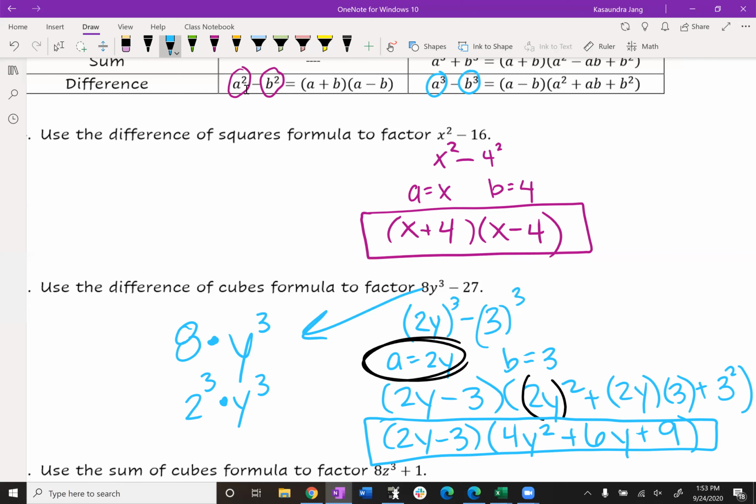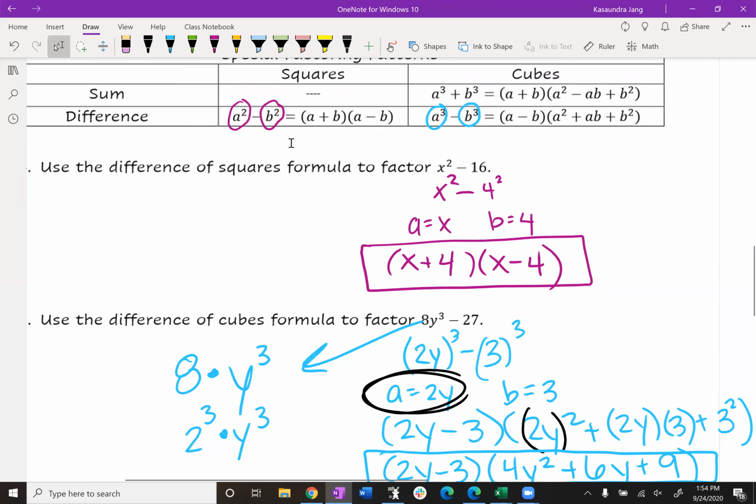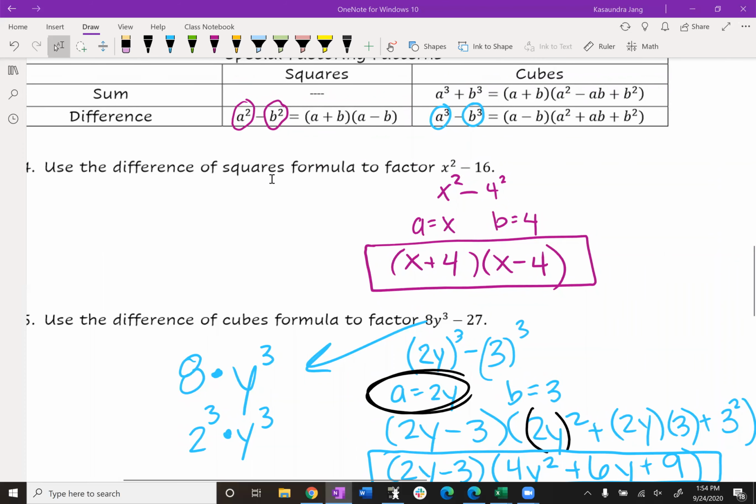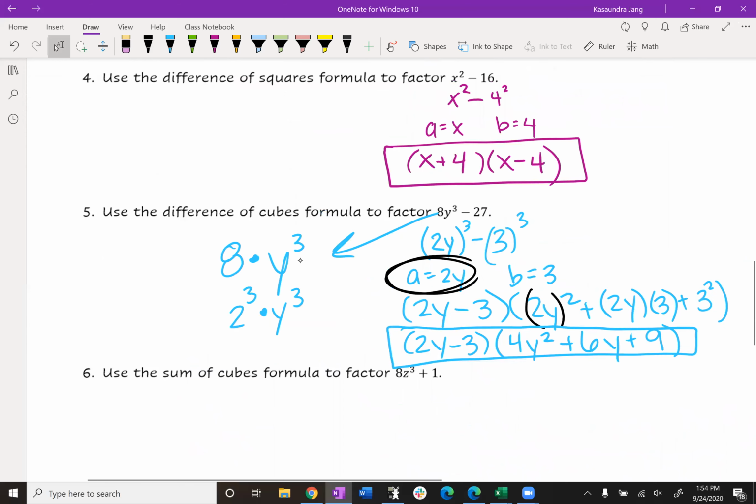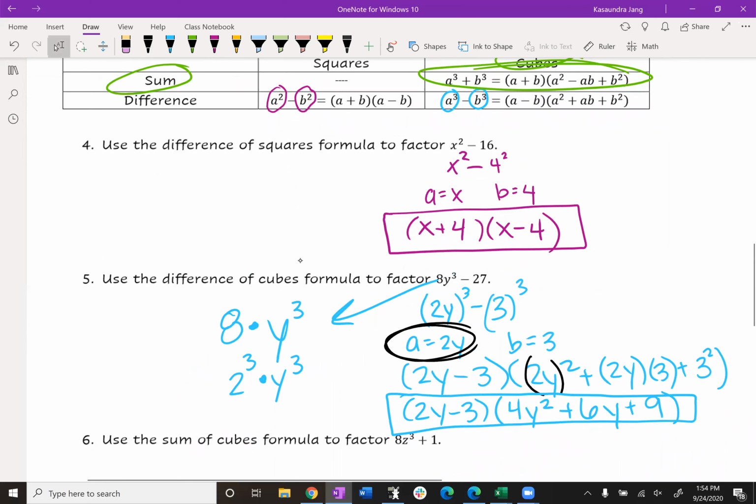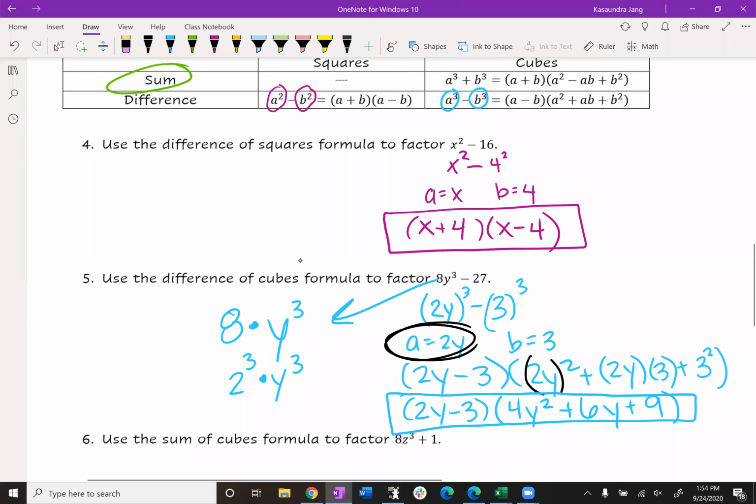All right, so let's see. So far I did the difference of squares, the one I had in purple, and I've done the difference of cubes that I had in blue. So you guys take a second. I'm going to have you do the sum of cubes. You're going to use this one. Okay, for number 6 here, use your sum of cubes. Go ahead and factor it, and then we'll see what you got.